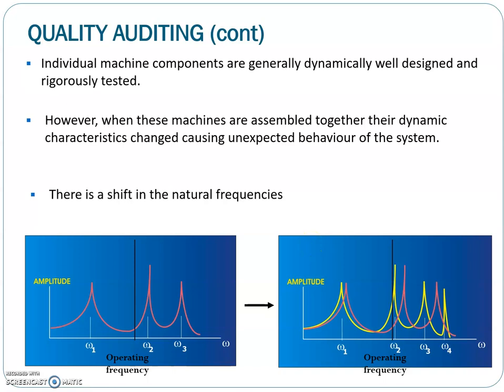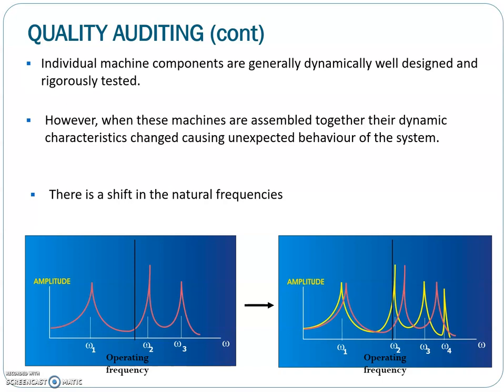Individual machine components are generally dynamically well designed and rigorously tested. Here, dynamically well designed refers to the design of the machine's components being free of high vibration issues due to low resonance at its operating conditions, which we have discussed in our previous topic. In short, no resonance-related issue happens in this case. Take motor-coupled pump machines as an example.